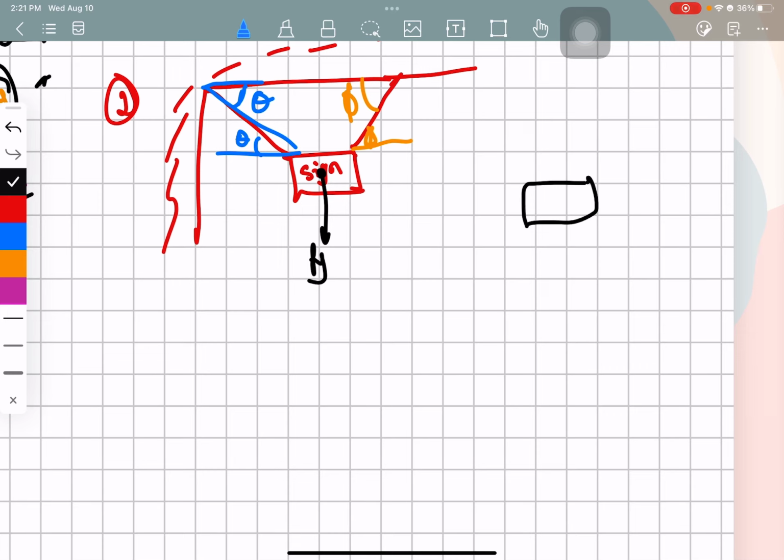So just a simple box here. You've got your Fg going down. You've got here tension 1, I'll call it, so that's T1. And at a different angle, you've got your T2. Okay, so this here could be the theta, and this here could be phi. And you could use this to answer any question that you have.